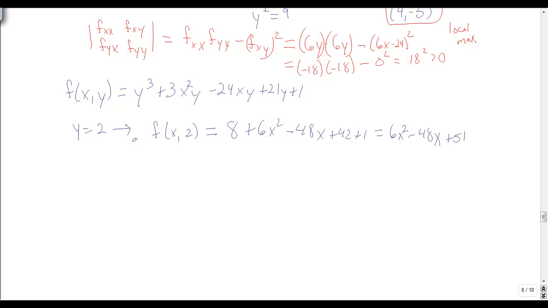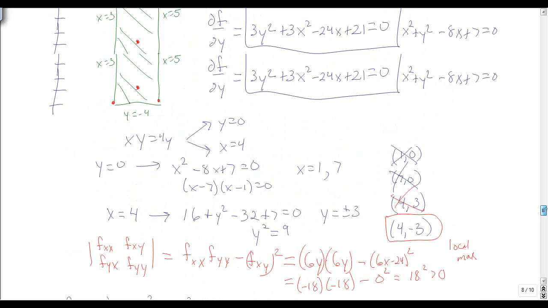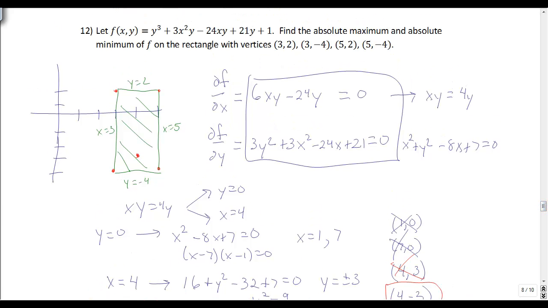Okay, so I could call this g of x, this f of x, 2. And g prime of x would be 12x minus 48. I want to set that equal to 0, and that's going to give me x equals 4. So when y equals 2, I may get a local max or min at x equals 4. I'm just going to note up on my chart here that there's a point at 4, 2.